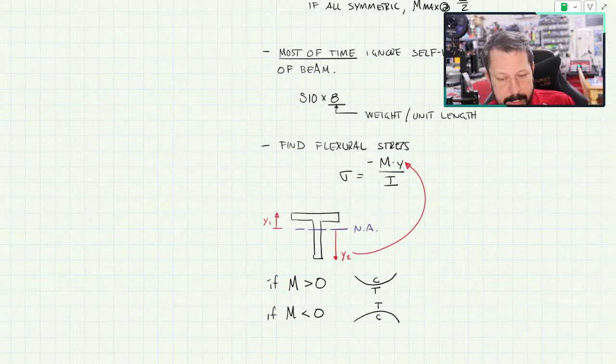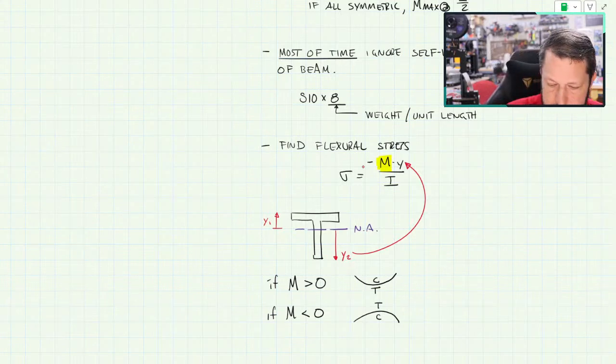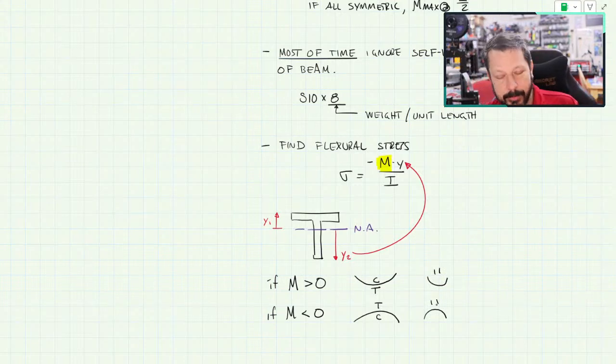So you can tell if the tension's on the top of the beam or the bottom of the beam by whether or not M is positive or negative, not including the minus sign that's just part of the equation. So not including that, just M itself. So you're looking at the shear and bending diagram, or you're just given M equals. If it's positive, then the tension's on the bottom. And if it's negative, the tension's on the top. This is easy to remember because positive moments make the smiley face and negative moments make the frowny face. So you won't forget that.